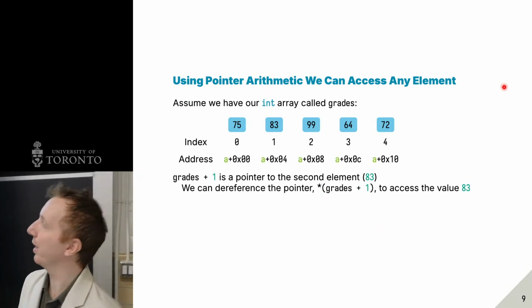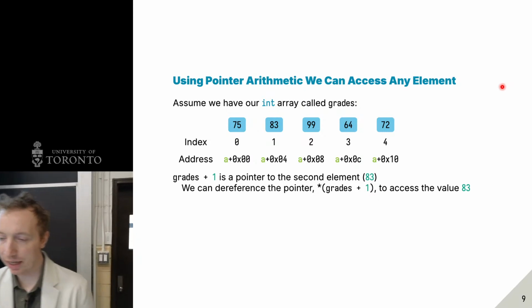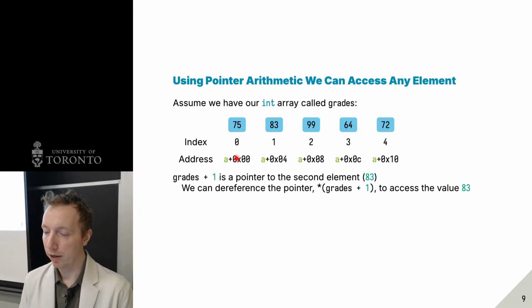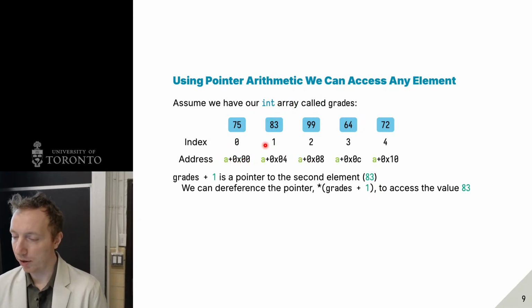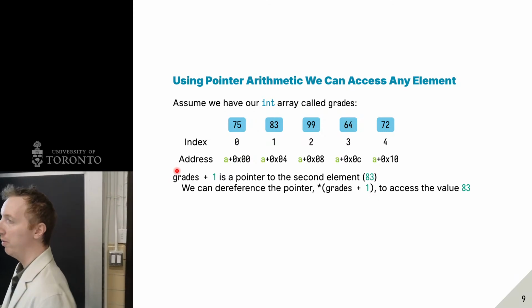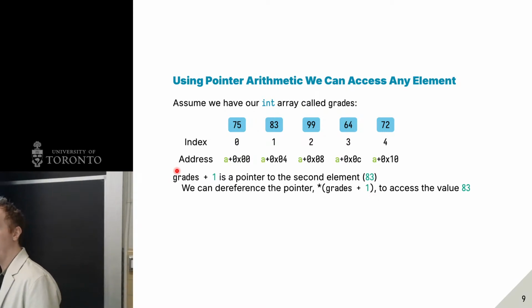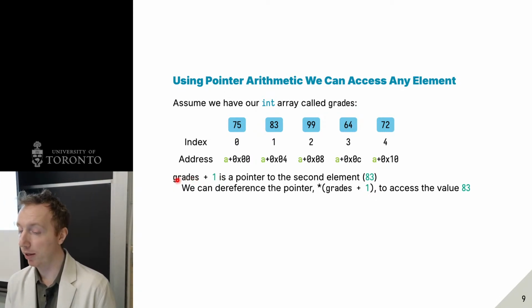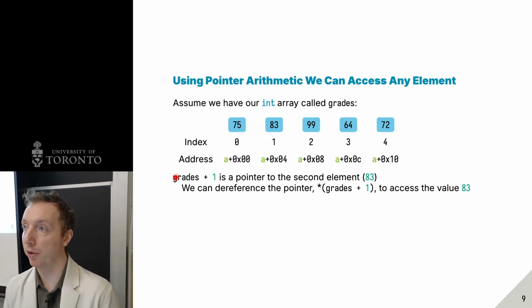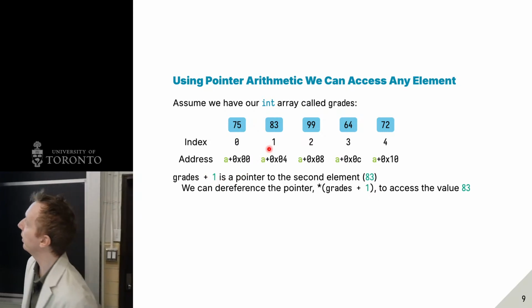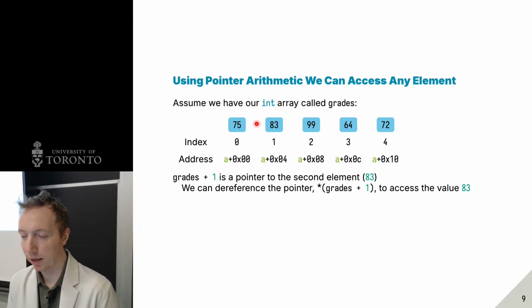Using pointer arithmetic, I can actually access any individual element I want. So assume I have my int array called grades like before. These are all their addresses, these are all their indices, and then their values. If I didn't want to write square brackets, I could use pointer arithmetic. So grades plus 1, that's pointer arithmetic. Grades is the pointer to the start of an array, plus 1 will point to the element at index 1. So this would be the second element, 83.